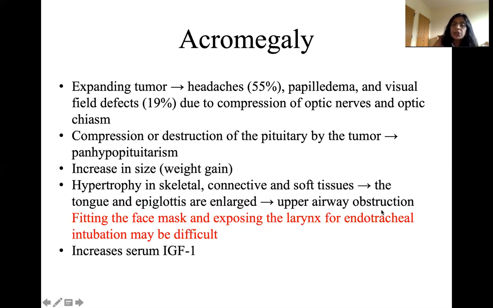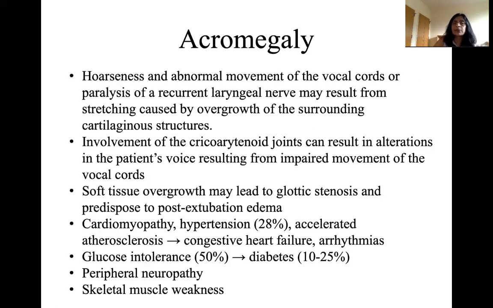Upper airway obstruction. So this is where you need to consider how you would fit the face mask. And exposing the larynx for endotracheal intubation may be difficult. There may be increase in the serum IGF-1 because growth hormone being released in greater amounts, meaning the growth factors it uses to bring its effects would also be increased. IGF-1 is one of those growth factors.